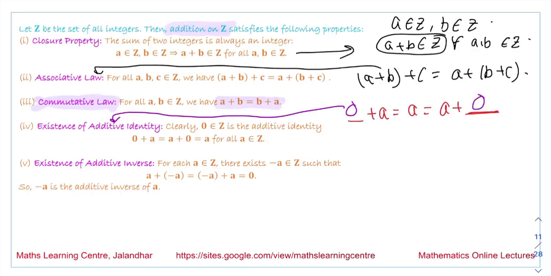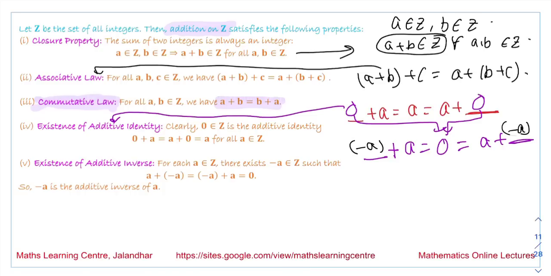Next we have to find the additive inverse. Additive inverse means some element plus a should be equal to the identity element. In this case it is 0, that is equal to a plus dash. Now the answer we obtain in this case is minus a. So we are saying the additive inverse we have is equal to minus a.